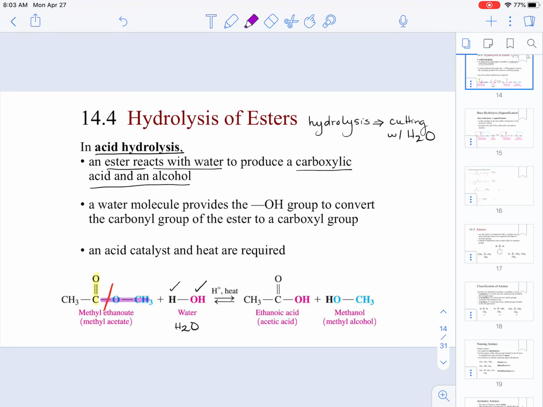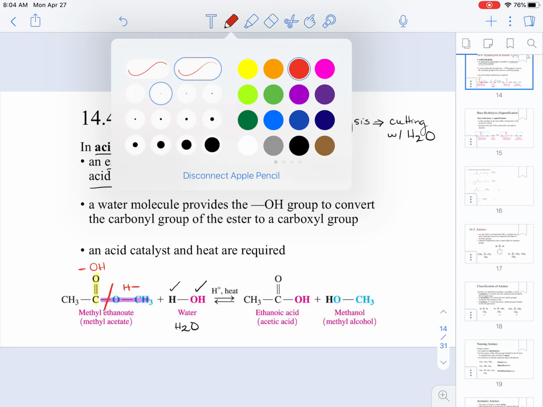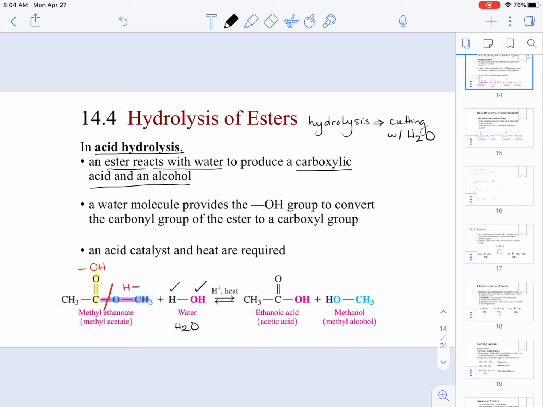Then, when it comes to this, always the portion that is double bonded to oxygen is going to be linked to the OH. The portion that kept the oxygen receives the hydrogen. That's why we see the two products that we observed. And remember, when we are hydrolyzing an ester under acidic conditions, we form a carboxylic acid and an alcohol.